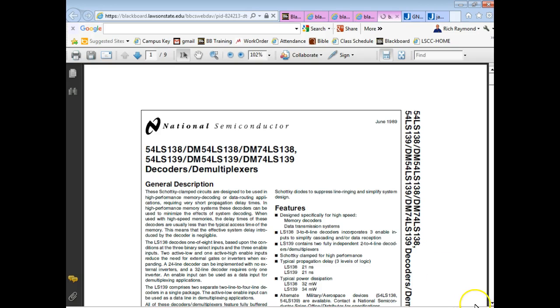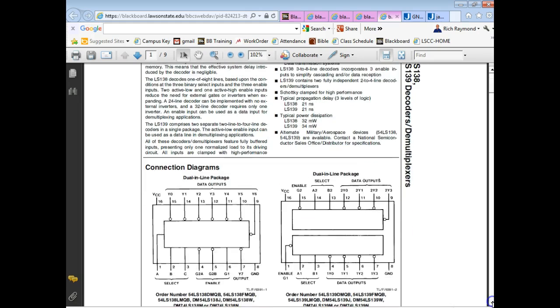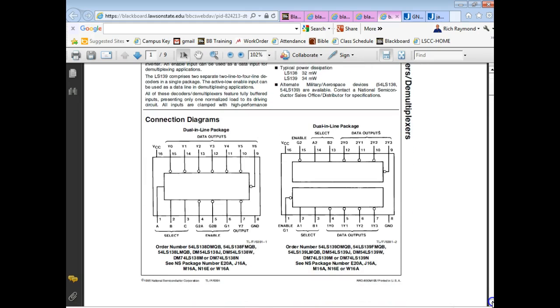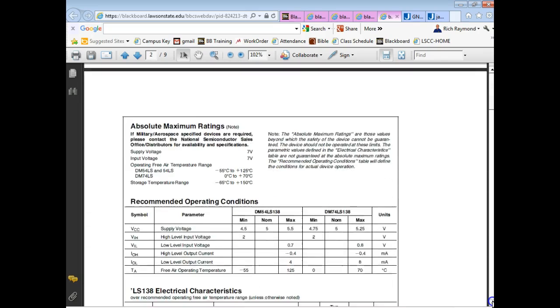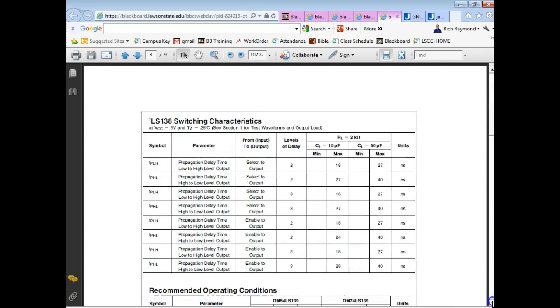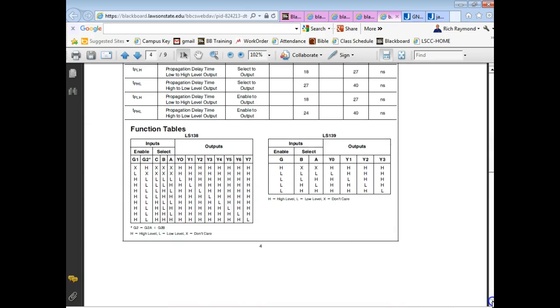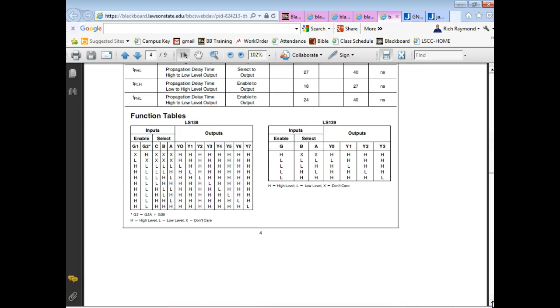So let's look at the truth table for a 74138. We're going to look at the 138. So here's the truth table right here, or what they call the function table. It's in here somewhere. Okay, it's right here. So you all need to go there. Are you there yet?